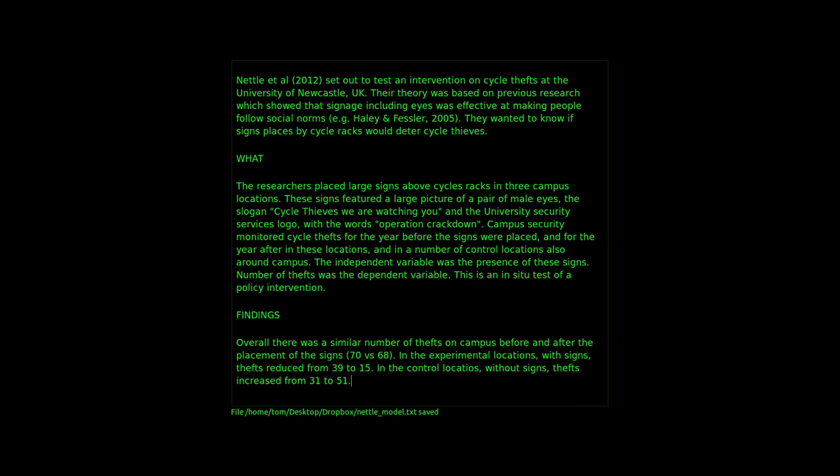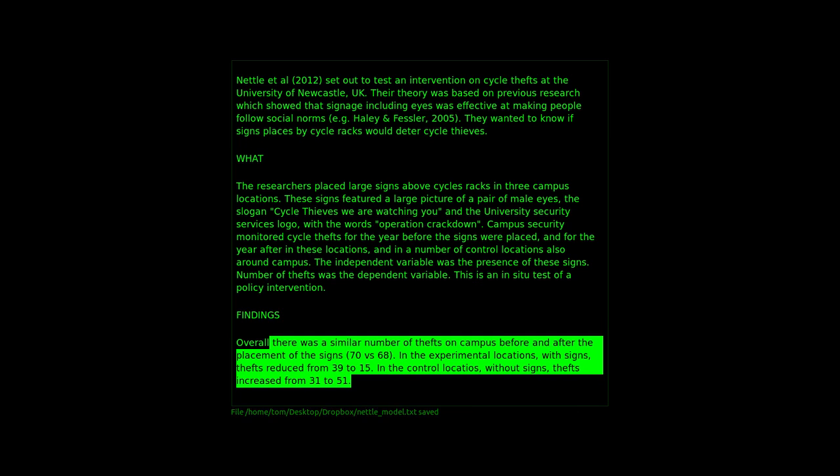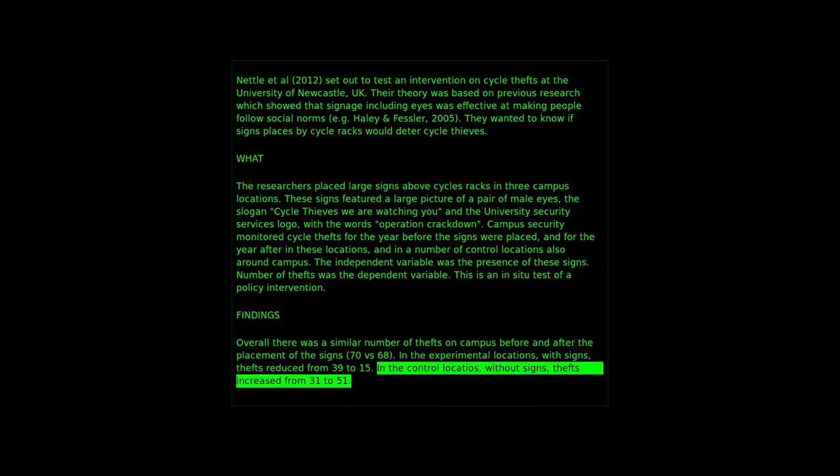Okay, I'm just going to point out what I'm doing here. These two sentences here are identical in structure. They both say the experimental locations, the control locations. They both say then with signs, without signs. And then they say thefts reduced or thefts increased, and then the pairs of numbers. So when you're giving information that you want the reader to compare, you should give it in the same format. It's not exciting or interesting to vary how you present it. Just repeat the same sentence structure, making the relevant changes. And spell locations right.